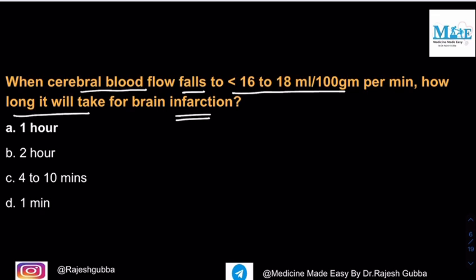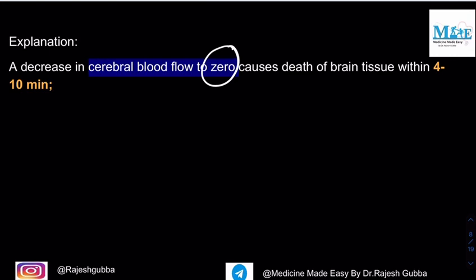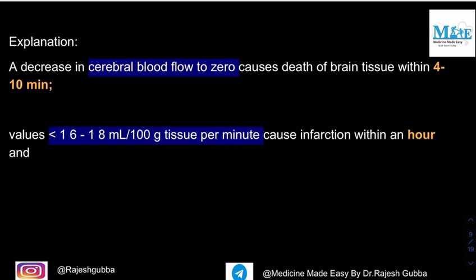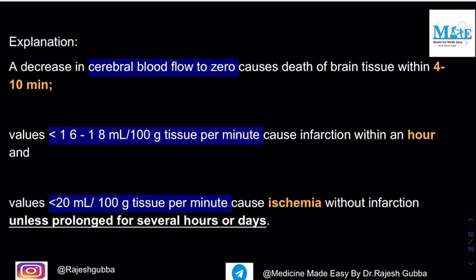So you have to understand that if the cerebral blood flow completely falls to zero, then it will take 4 to 10 minutes for the development of the infarction. Whereas if the cerebral blood flow is reduced to less than 16 to 18 ml per 100 grams tissue per minute, then the time required for the infarction is almost 1 hour. And if the cerebral blood flow is reduced to less than 20 ml per 100 gram tissue per minute, then the brain will develop ischemia without infarction, unless that decreased cerebral blood flow is there for several hours or days. If the decreased blood flow is there for several hours or days, then the ischemia will turn into infarction.